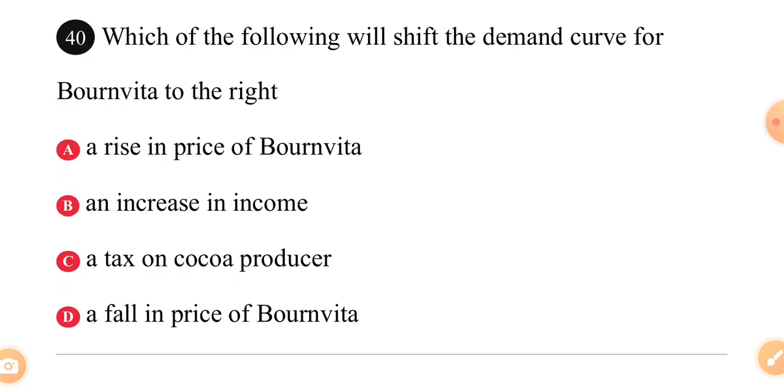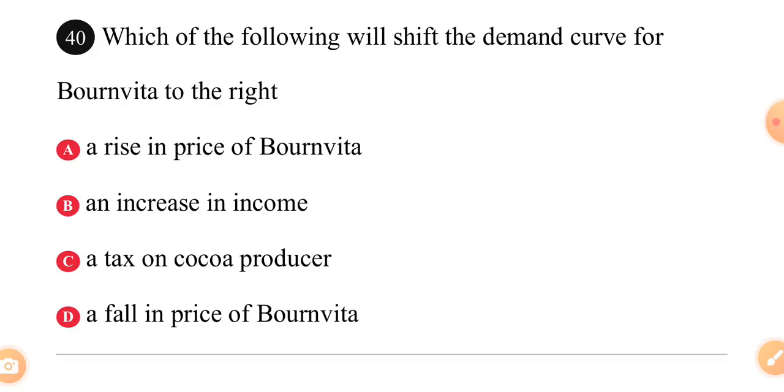Which of the following will shift the demand curve for Bonvita to the right? Which of the following I've told you? Go and read up demand. I'm shouting it again. Read demand, read supply, and read utility. Everything, both their calculations.